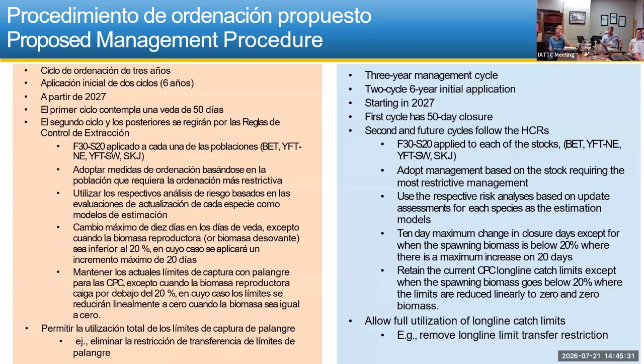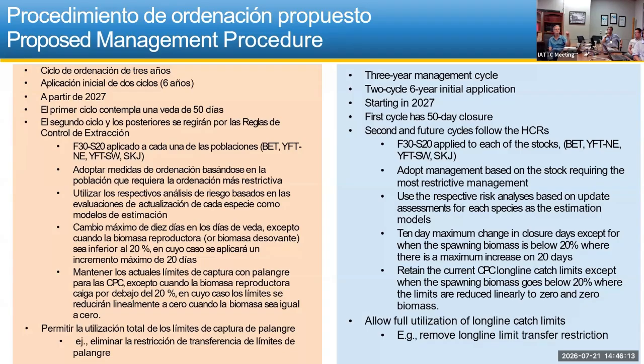Starting next year in 2027, in the first management cycle, there would be a 50-day closure. The second and future cycles would follow basically the harvest control management procedure. And so the F30S20 harvest control rule would be applied independently to each of the stocks, including the Northeast and Southwest yellowfin stocks. The management adopted would be based on the stock requiring the most restrictive management.